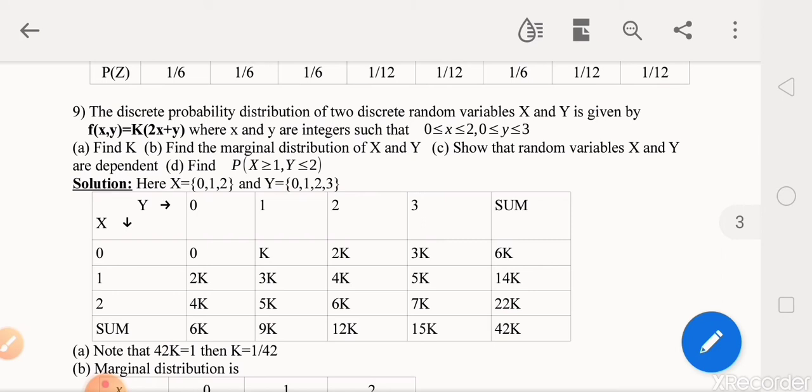The next problem is, the discrete probability distribution of two discrete random variables x and y is given by f of x comma y equal to k into 2x plus y, where x and y are integers such that 0 less than or equal to x less than or equal to 2, 0 less than or equal to y less than or equal to 3. Find k. Find the marginal distribution of x and y. Show that random variables x and y are dependent, and find the probability where x greater than or equal to 1, y less than or equal to 2.